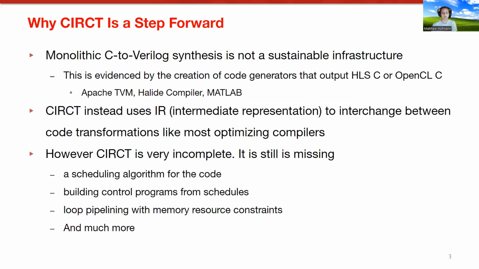And I think good evidence for this is the creation of code generators that output HLS C. On one hand, they're doing this because HLS C code is not very manageable to write, but also because there don't really exist HLS compilers that can take intermediate representation as an input. So this is what CIRCT can do though. It uses intermediate representation to interchange between its code transformations.